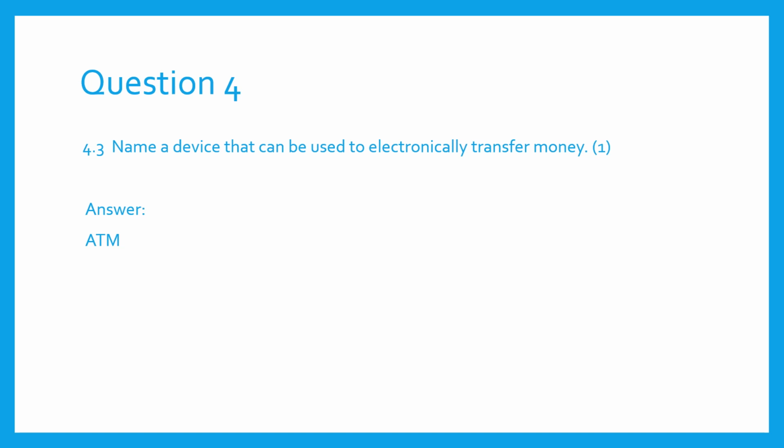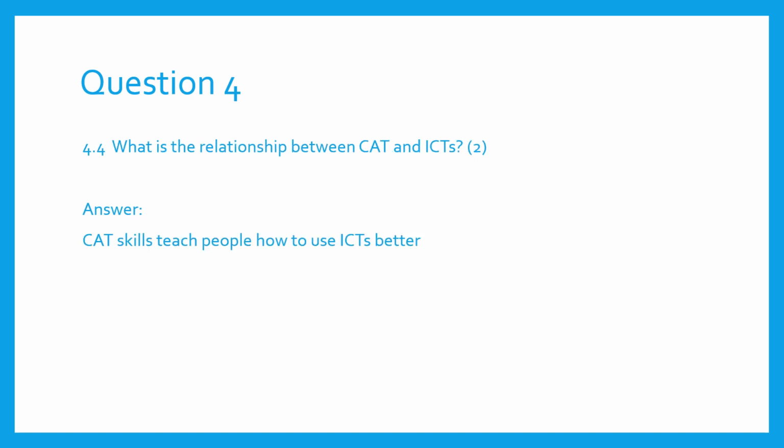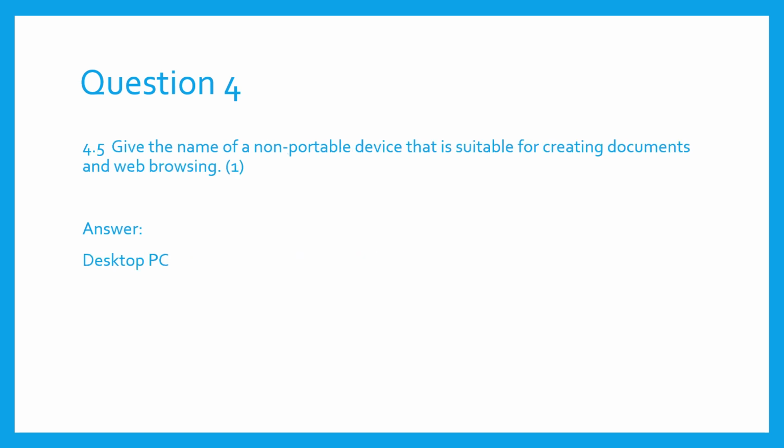A device that can be used to electronically transfer money. ATM. Relationship between CAT and ICT. CAT skills teach people how to use ICTs better. You need to know CAT in order to know how to use ICT or be in ICT. Name of a non-portable device that is suitable for creating documents. Desktop.